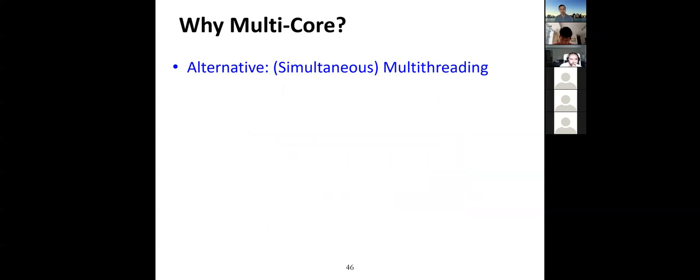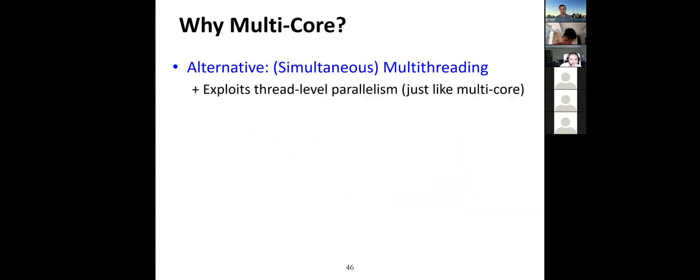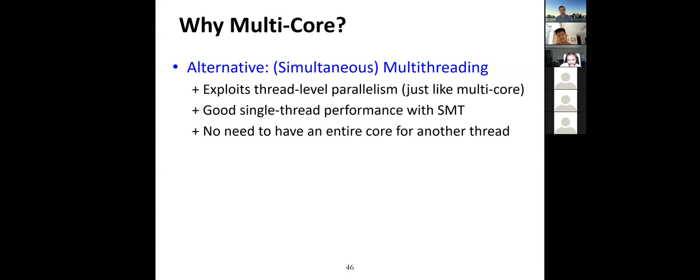Okay, another alternative is simultaneous multithreading, which we mentioned was invented in the mid-90s. It exploits thread level parallelism, just like multicores, and it helps with achieving good single thread performance.